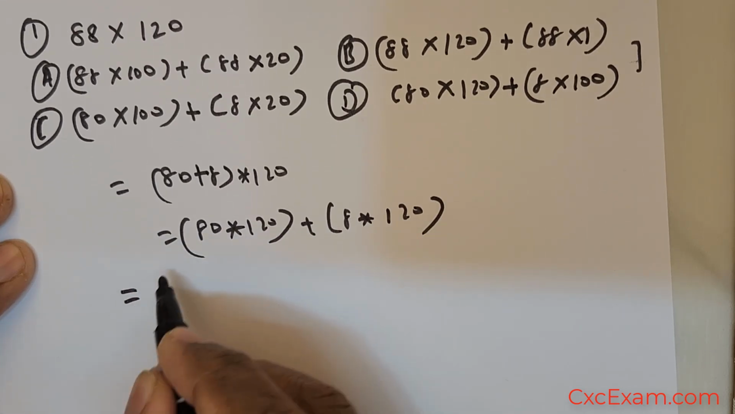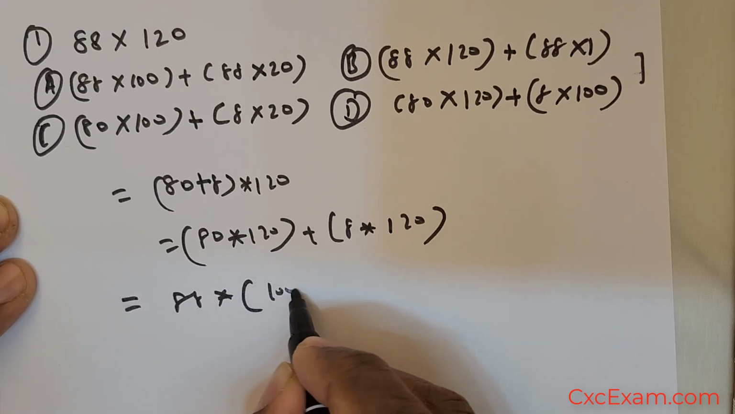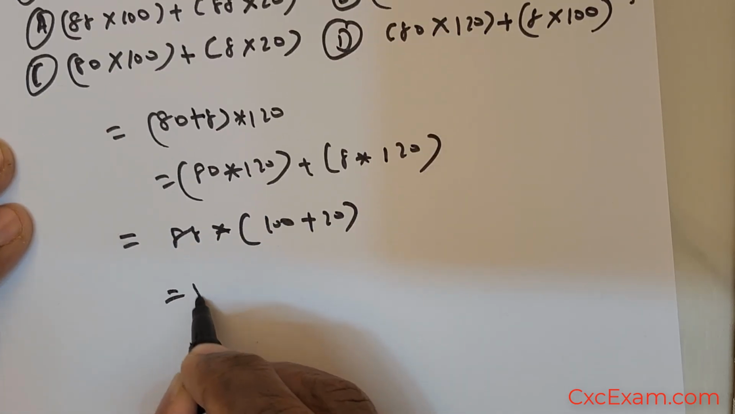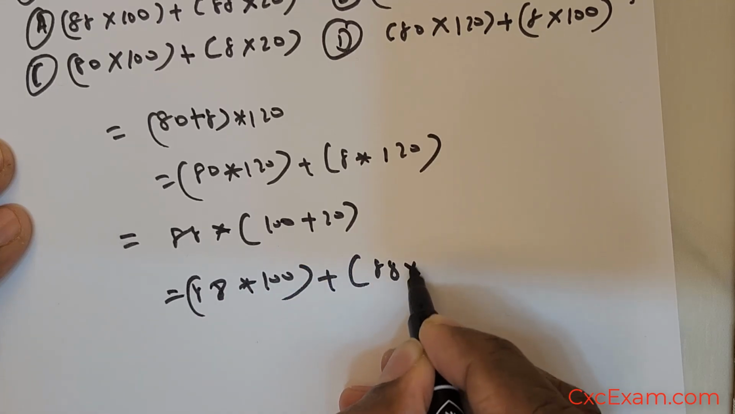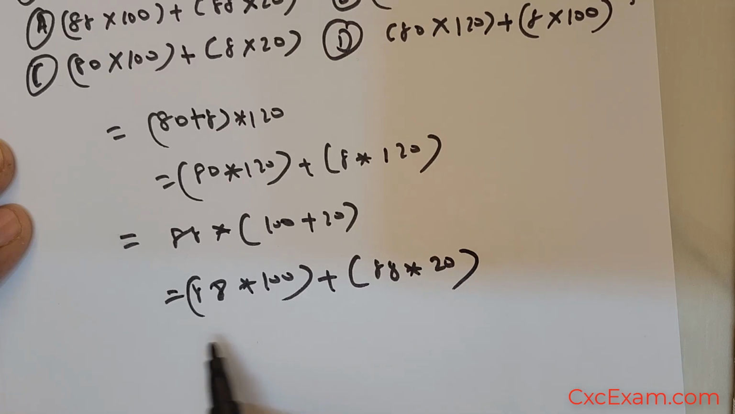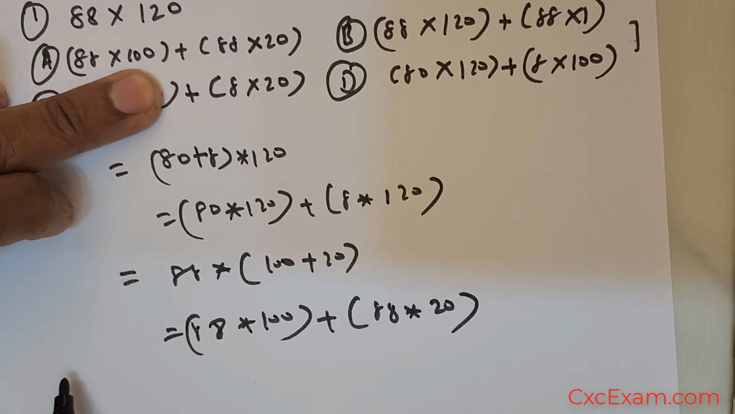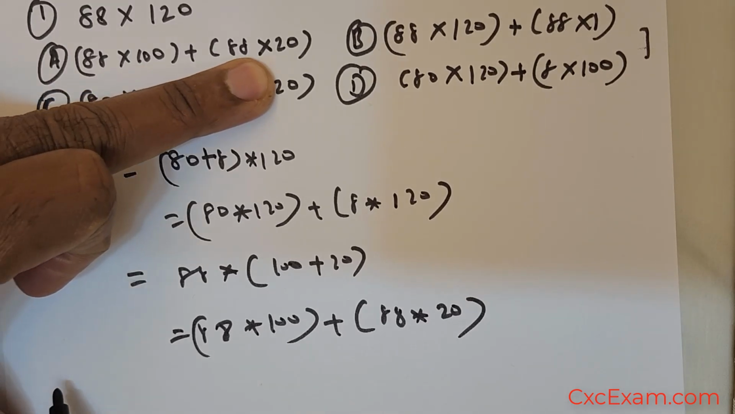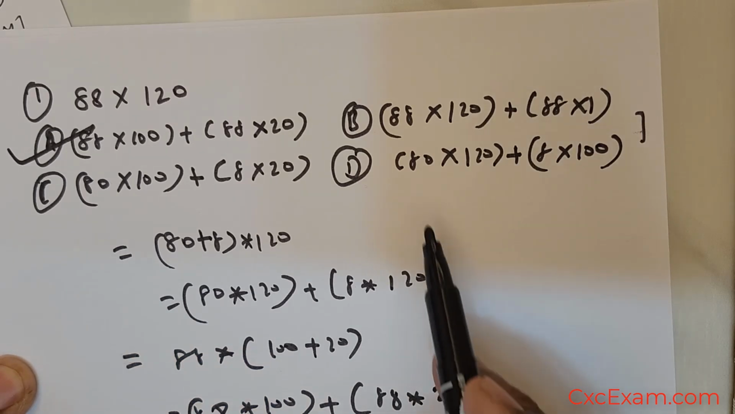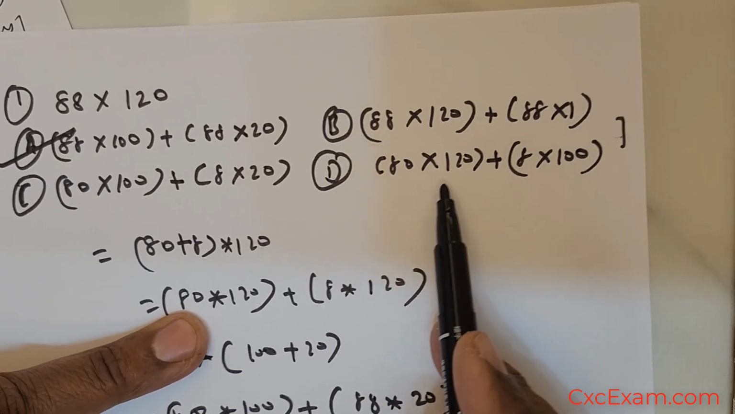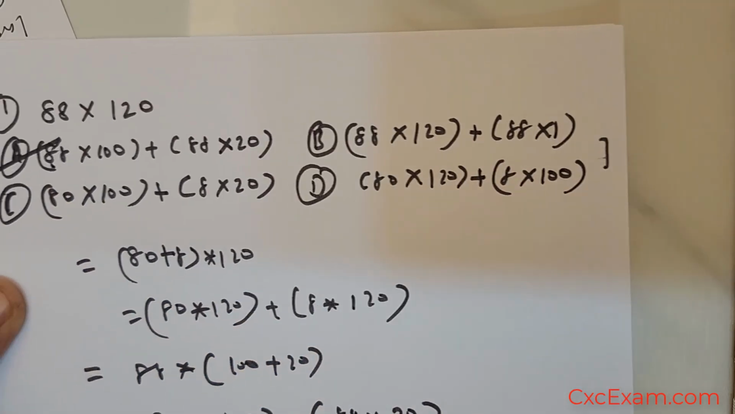Or you can rewrite 120 as 100 plus 20. So this is going to be 88 times 100 plus 88 times 20. So if you were to see which is the correct solution here, 88 times 100 plus 88 times 20, so this is available. Is there anything else you can locate? 80 times 120 plus 80 times... no, I think this is the right solution.